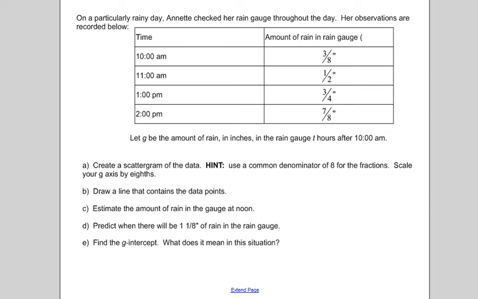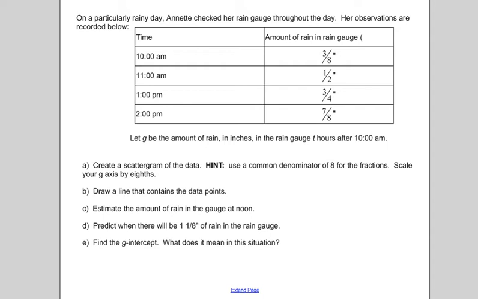On a particularly rainy day, Annette checked her rain gauge throughout the day. Her observations are recorded below. So here we have some information about the various times that she checked the gauge and how much rain was in the rain gauge. We can see that there's inches there. And they tell us below the table, let G be the amount of rain in inches in the rain gauge T hours after 10 a.m.